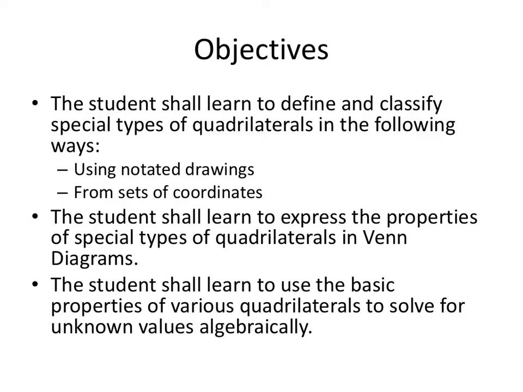Okay, you should also learn to express the properties of special types of quadrilaterals in Venn diagrams. Okay, that's because many of these types of quadrilaterals are subsets of each other. So Venn diagrams tend to work well for this. And finally, you want to learn to use the basic properties of various quadrilaterals to solve for unknown values algebraically. So we do have some algebra involved in this as well.